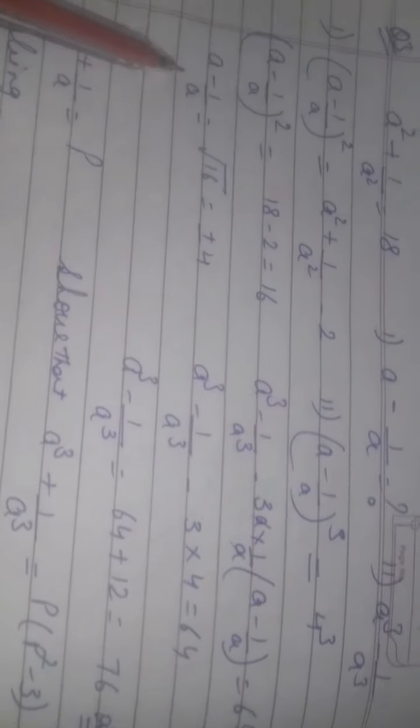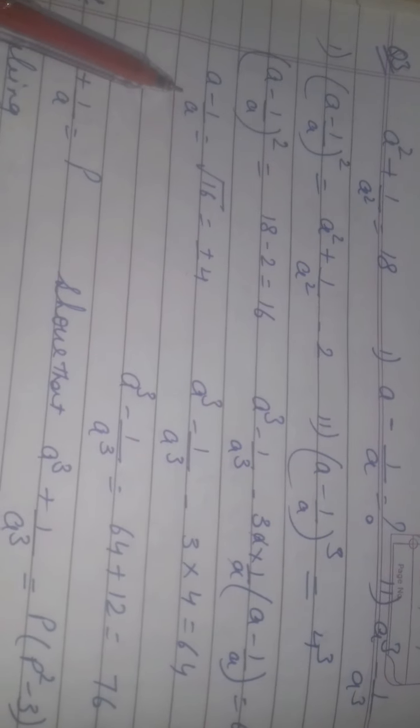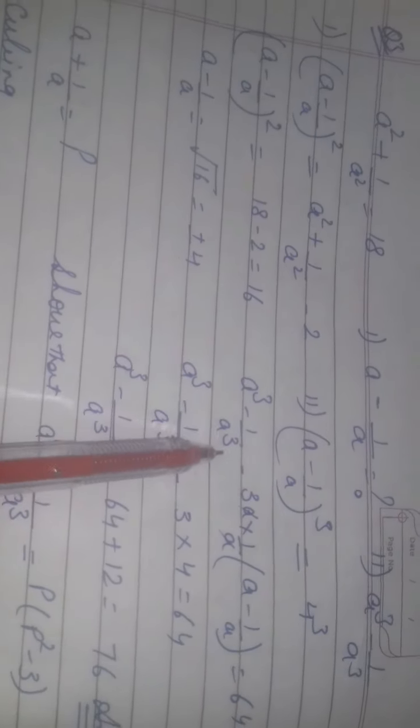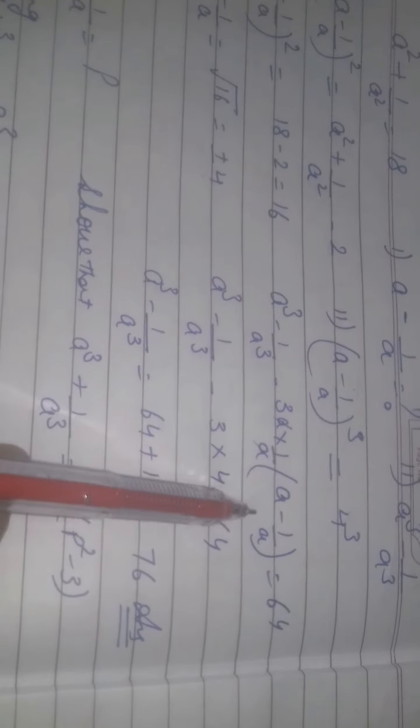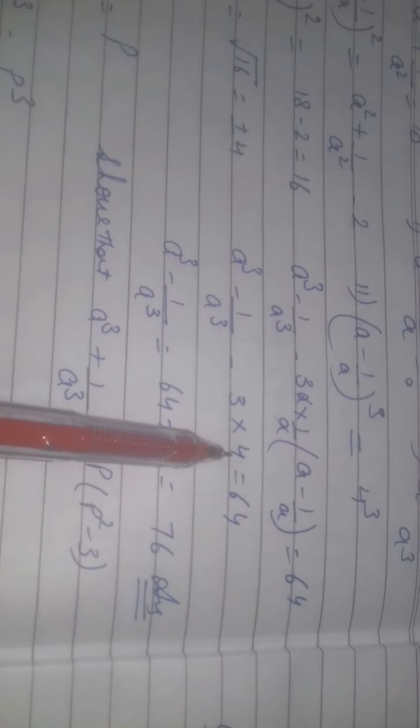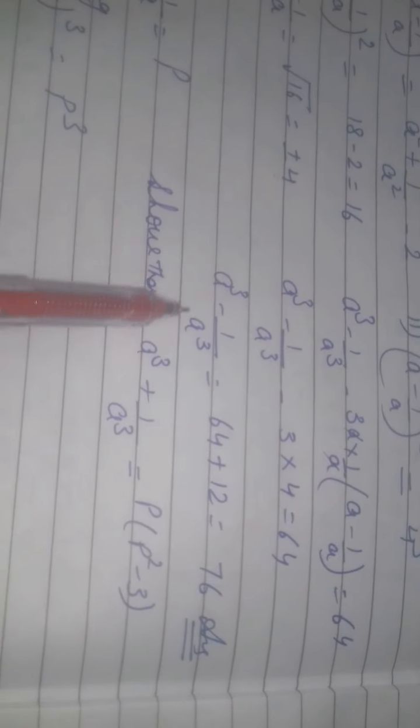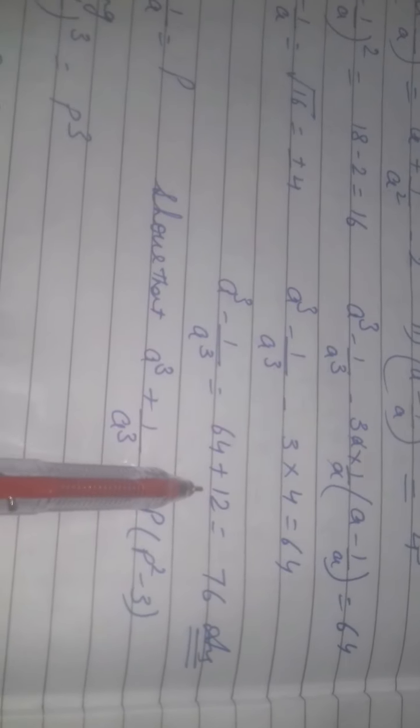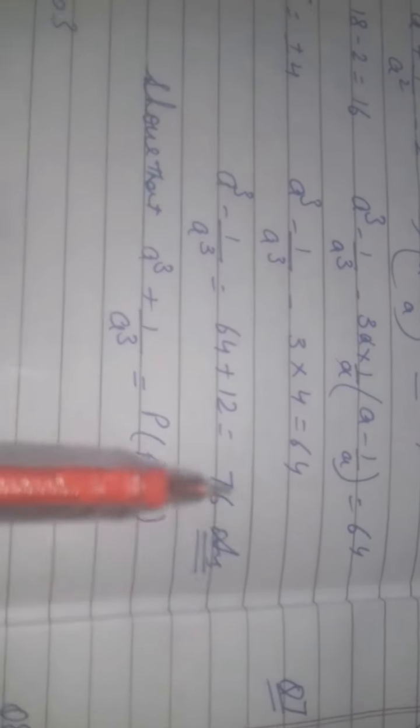In the second part you have to find (a minus b) whole cube. So that is simple. We can do cubing of this equation. Clear? You can do cubing of this equation. That is a cube minus b cube minus 3ab into (a minus b) is equal to 64. So this value is 4. Put it here. So from here a cube minus 1 over a cube is equal to 64 plus 12, 76.